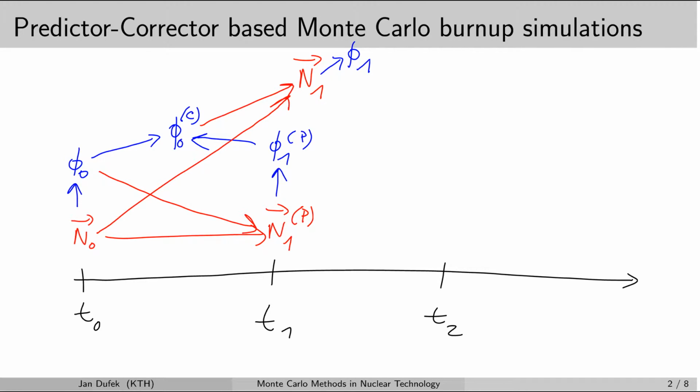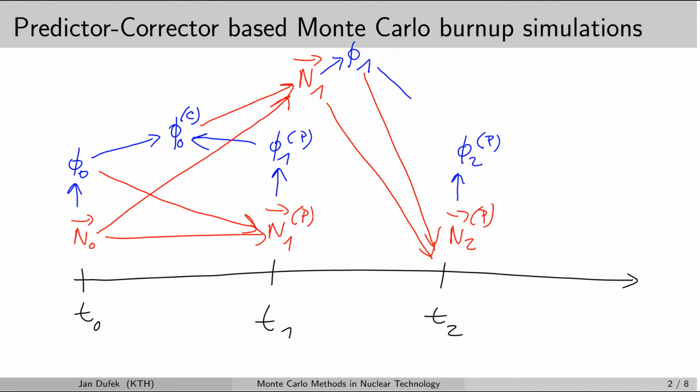So again we are going to run a depletion simulation and we will obtain a new nuclide field vector N2, the predictor nuclide field. And again we are going to run a Monte Carlo solver to obtain the predictor flux at t2.